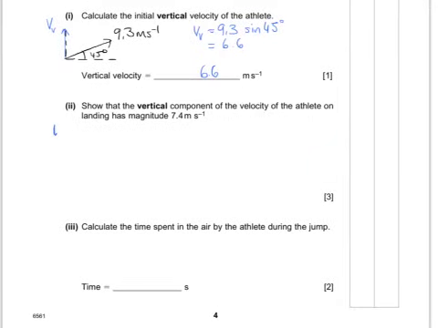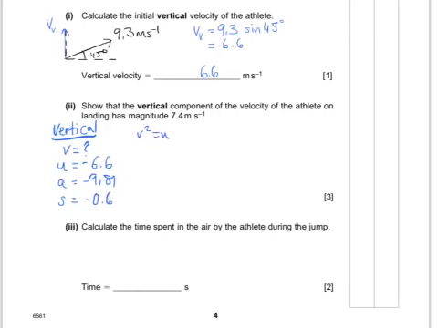So we're only interested in the vertical, and whenever we're looking at the vertical, it is an acceleration due to gravity. We're trying to find the velocity in this case, and we've got the initial, which is 6.6, and if you remember we said it was going to be negative because it's going down the way. We have the acceleration, which is minus 9.81, and the final thing is our displacement, which again is negative, and it's 0.6. So we're going to use an equation of motion, v squared equals u squared plus 2as.